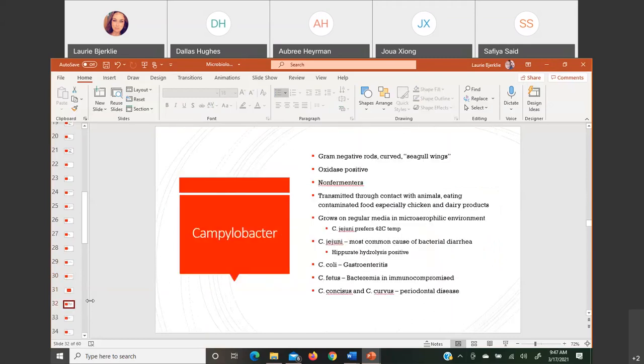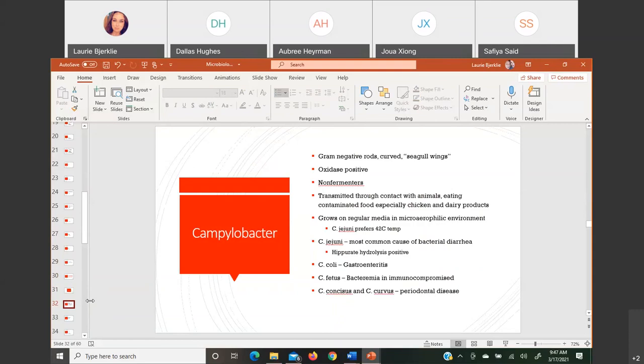All right, some other gram-negative rods that are not part of the Enterobacteriaceae group. So Campylobacter, we definitely screen for this on a regular basis, especially with stool cultures. They are gram-negative rods, said to look like seagull wings because they have a slight curve to them. They are oxidase positive, so that will separate Campylobacter out from the rest of the Enterobacteriaceae. Yeah, that's so nice of you to offer that flowchart. If anybody wants that, that's awesome.